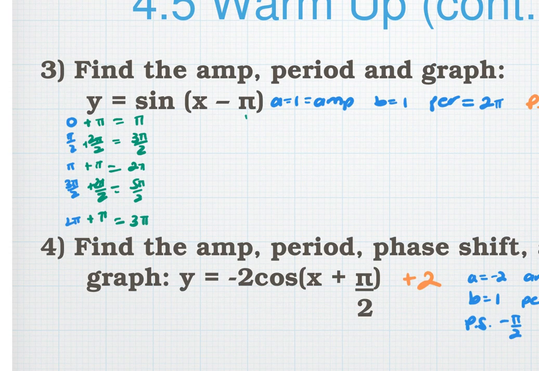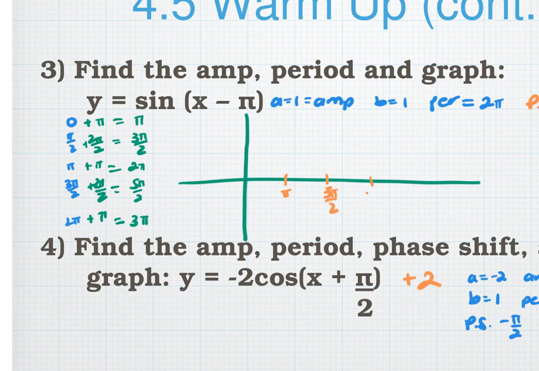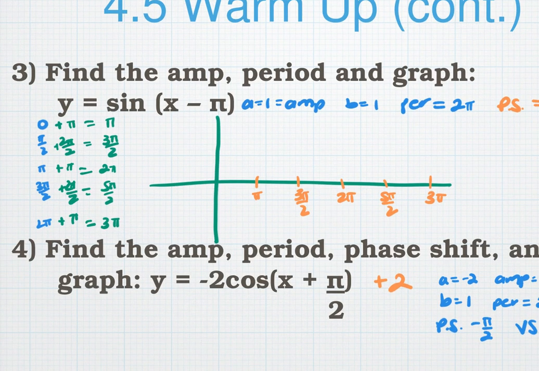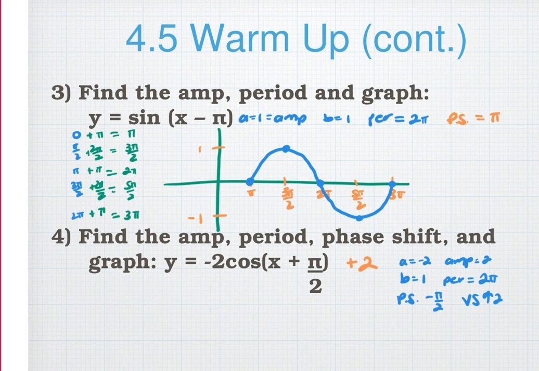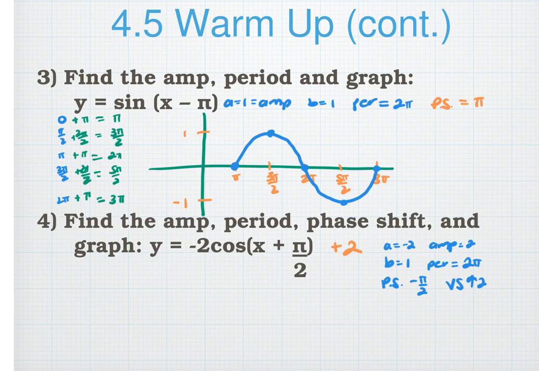And then I go to my graph. So pi is the first one, then 3 pi over 2, then 2 pi, then 5 pi over 2, and then 3 pi. And my amplitude was just 1. So and it's sine. Start at the axis, go up to 1, down to 0, back to -1, back up to 1. Sine curve looks like this. Question on that one?